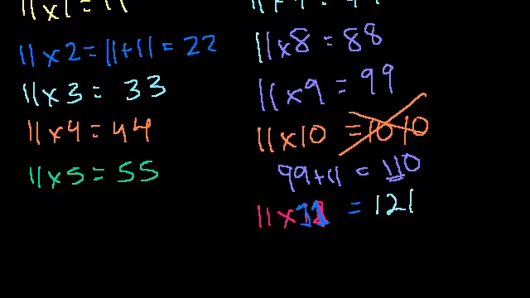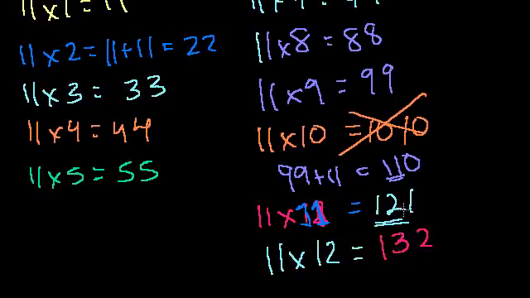And then finally, we're at 11 times 12. We could add 11 to itself 12 times. We could add 12 to itself 11 times. Or we could just say, hey, this is going to be 11 more than 11 times 11. So that is what? You add 11 to this. And what do you get? You get 132.